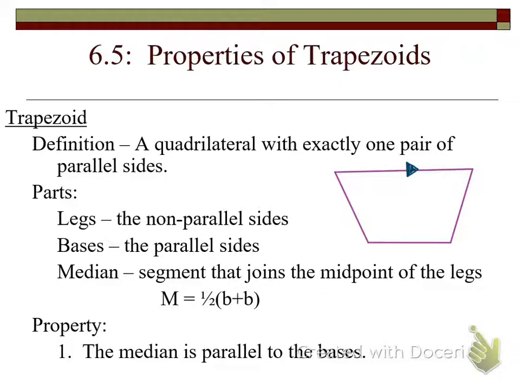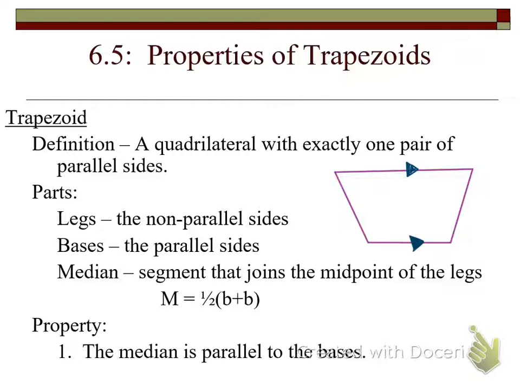Generally, you should have parallel ones marked. It's possible they won't mark them on trapezoids. If you're told it's a trapezoid, you would kind of assume that one pair is parallel. So the legs are the non-parallel sides. Where do we see those in this diagram? On the sides, the left and the right. So this over here would be a leg.